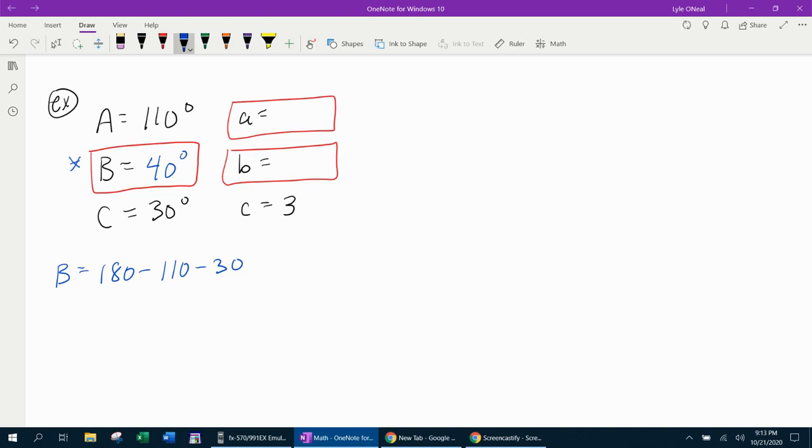And remember, this is not a right triangle. None of the angles are 90 degrees. So we're going to have to use another tool other than SOHCAHTOA and the Pythagorean theorem. And so that's where the law of sines comes in.